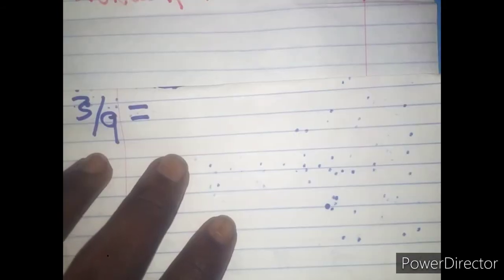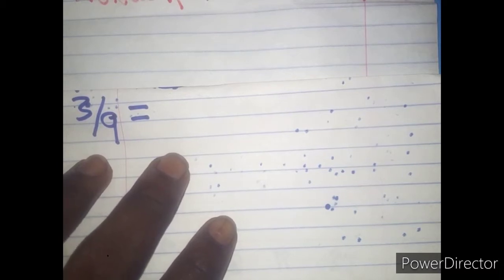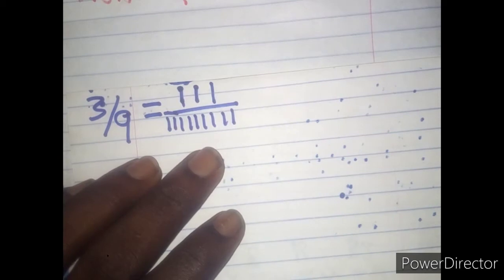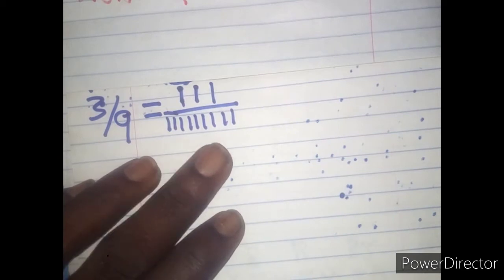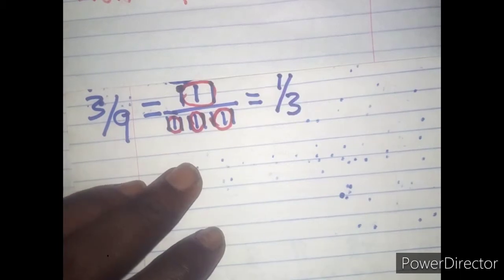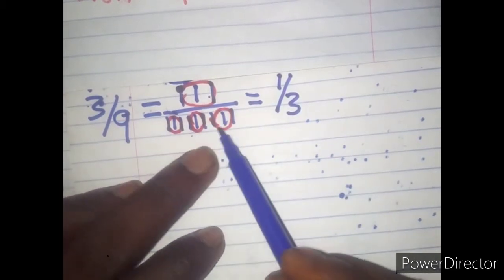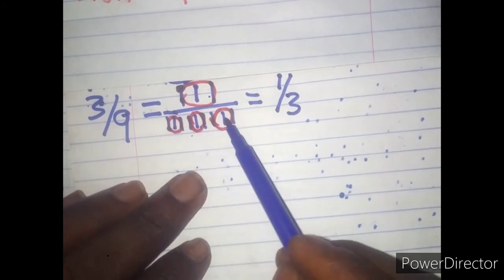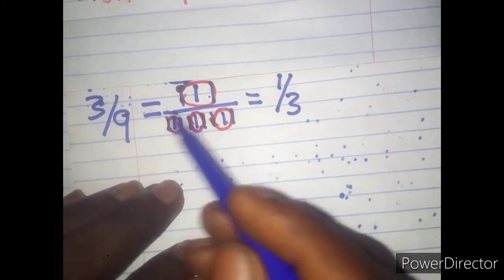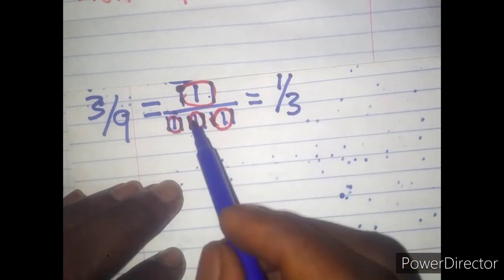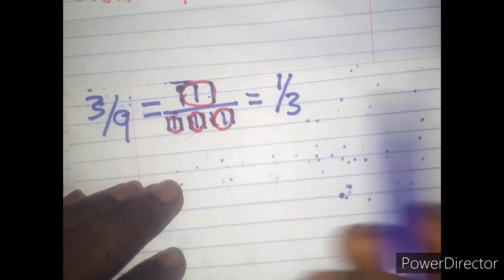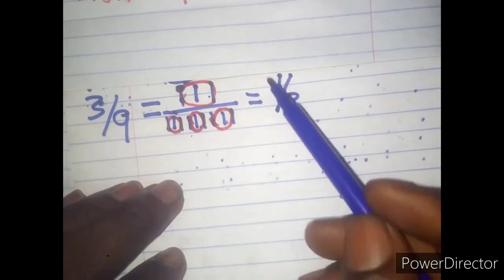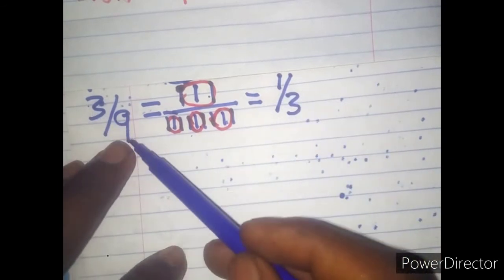Now we'll work out 3/9. It is very simple, just like the previous one. The numerator has 3 strokes, while the denominator has 9 strokes. So you group them into 3 strokes. From here we have 1 bundle over 3 bundles. Just group them into 3: 1, 2, 3, you bundle them, and then 1, 2, 3, you bundle it, and again 1, 2, 3. So the answer is 1/3. Simplify 3/9, you get 1/3.